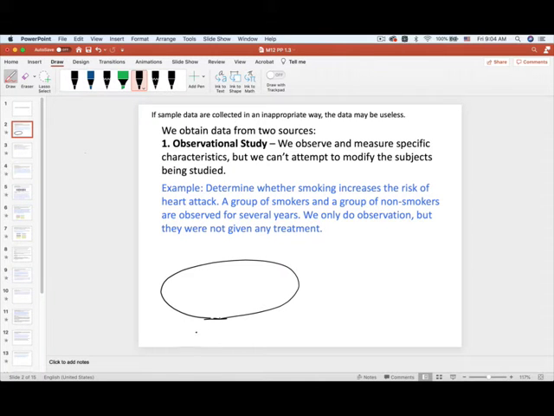So we have two groups in here. First group, this is going to be smokers. Another group, that will be the non-smokers. And then we only observe for several years. We can't give them any treatment for these two groups, and a couple of years later we're going to compare their health. So we call this an observational study.